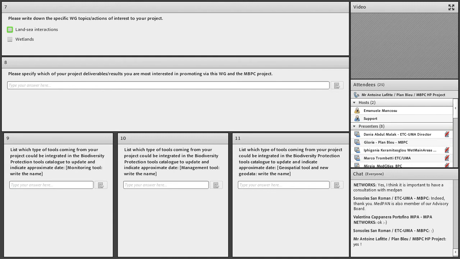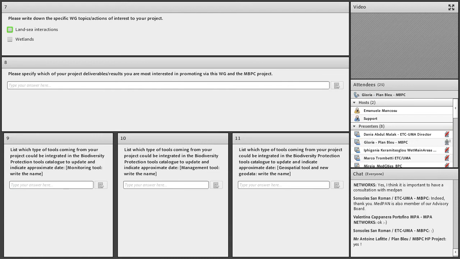Then there is another question. Please list which type of tools coming from your project could be integrated in the catalog of tools to be updated, and please also indicate a tentative date. You may remember that the catalog of tools was produced during the previous phase, and there is a plan to update it with the new tools, methods and practices coming from this new phase.